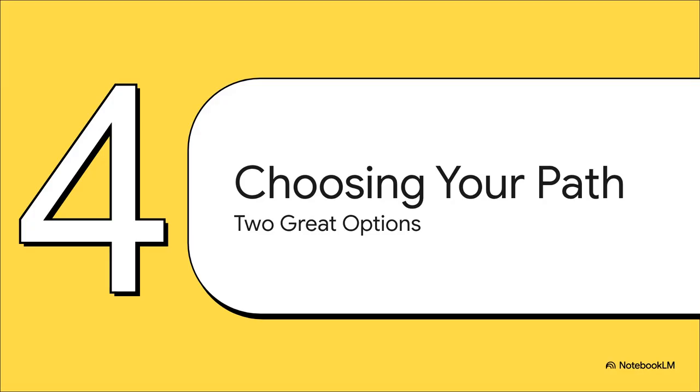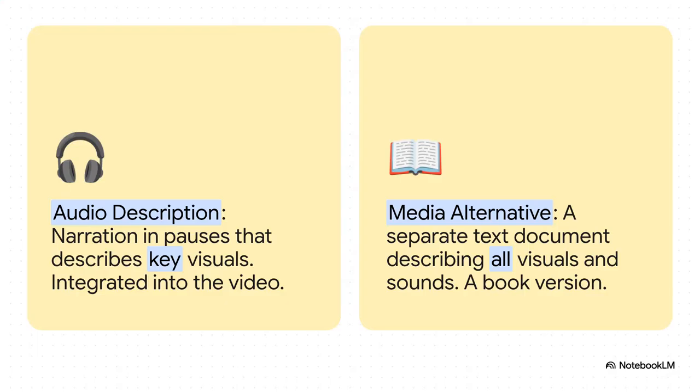So there you have it, two great options. But how do you pick the right one for your project? Well, the decision really boils down to how they approach the problem. Let's put them side by side. Audio description is woven right into the video's audio track, giving you key context during those natural pauses. A media alternative, on the other hand, is a whole separate document that captures every single detail. So one enhances the audio experience, while the other creates a complete parallel text experience.